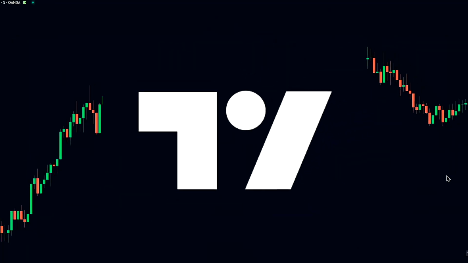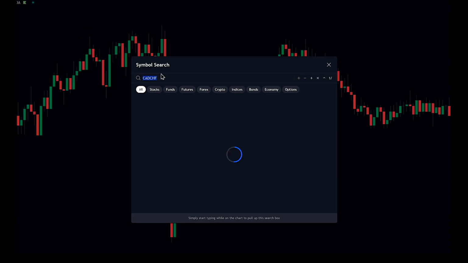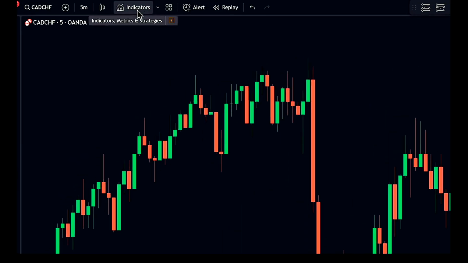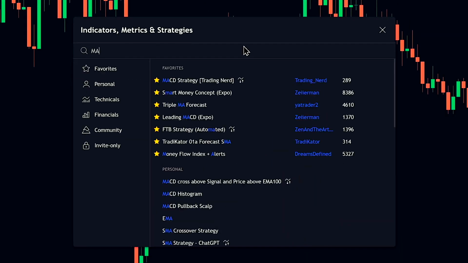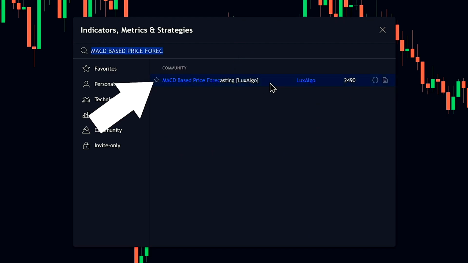Alright, to add this indicator to your chart, head over to TradingView. If you don't have an account yet, there's a link down in the description. Switch to the 5-minute chart for CAD CHF. Open up the indicator search bar and type in MACD-based price forecasting. It will be this one from Algo.